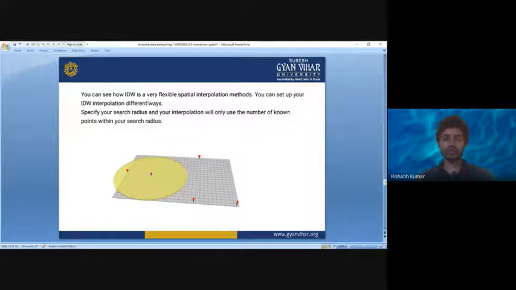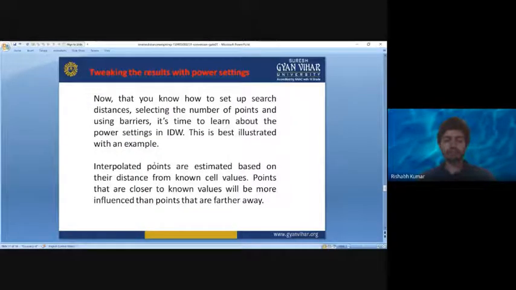So IDW is a very flexible method. You can choose how many points to take as the input. Specify your search radius, and the interpolation will only use the known points within that radius. If we choose only this search radius, only one input point is going to be used. We can also modify our result if we change the exponent, or power, the value of n in the IDW formula.